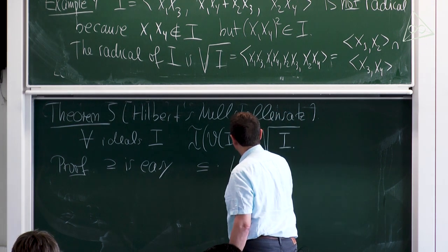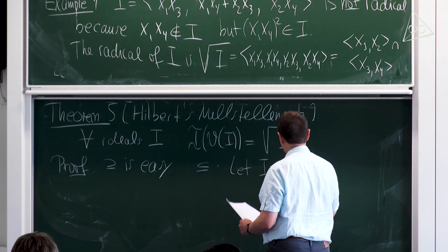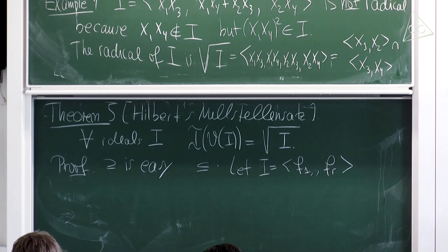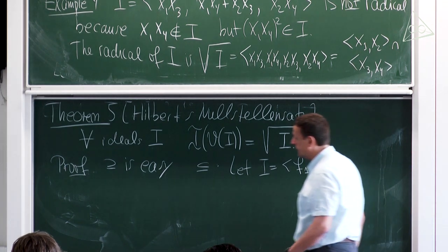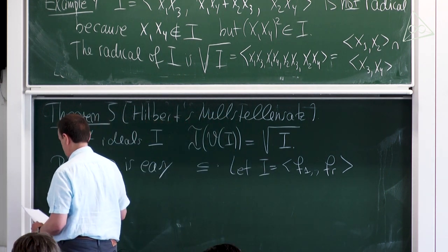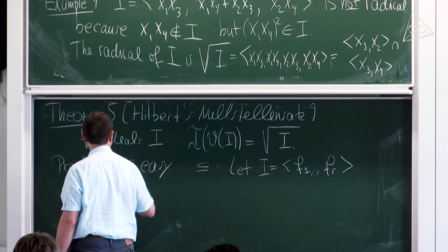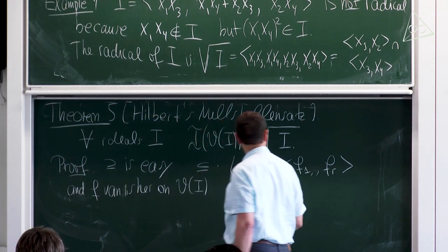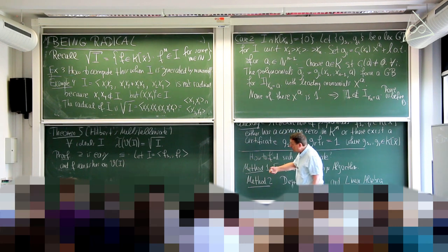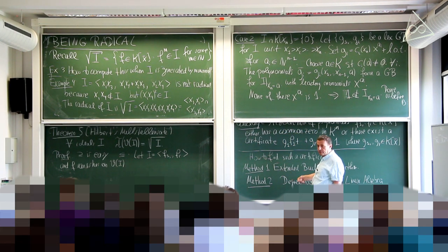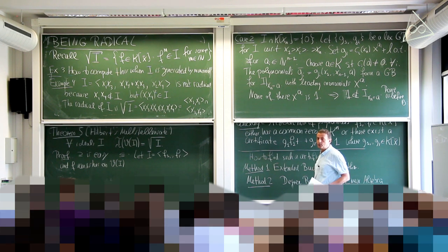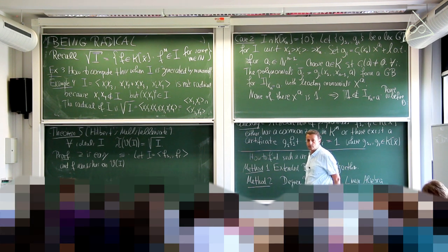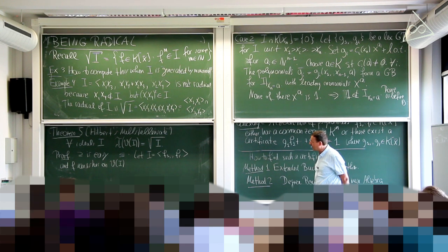So let me write I as generated by f1 up to fr. Ideals are finitely generated by the basis theorem. So I is generated by r polynomials. And let's assume that f is some other polynomial that vanishes on the variety of I. So I have a system of polynomials f1 up to fr. I look at its zeros, and then a new polynomial f comes in that vanishes at those zeros, and I have to convince you that some power of f is a polynomial linear combination of f1 up to fr. That's what we're claiming: that f is in the radical of I, so some power of f is in I.